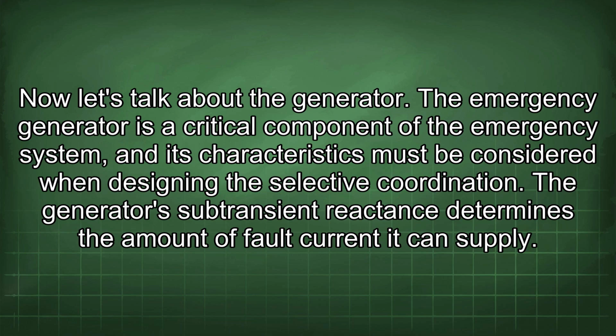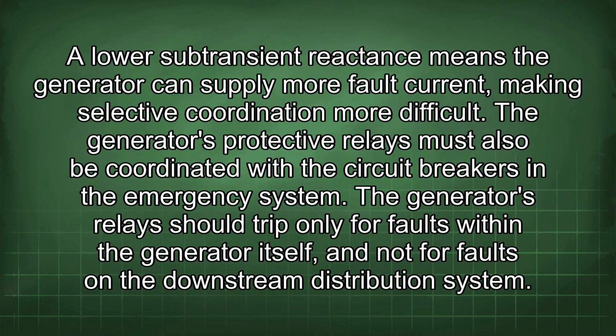The emergency generator is a critical component of the emergency system, and its characteristics must be considered when designing the selective coordination. The generator's subtransient reactance determines the amount of fault current it can supply. A lower subtransient reactance means the generator can supply more fault current, making selective coordination more difficult.